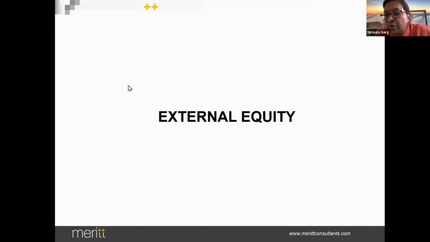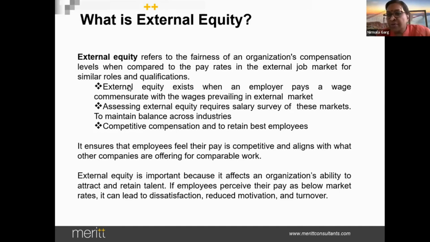So when we talk about external equity, how do we establish it? We do market salary surveys. Now, the most important thing when you are collecting data from the market, there are certain things which you need to understand. What is that? A, market data.